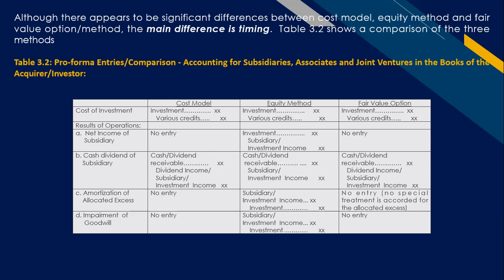Now, for the cash dividend of the subsidiary, under the cost model, we debit cash or dividends receivable. Then we credit dividend income or subsidiary income.